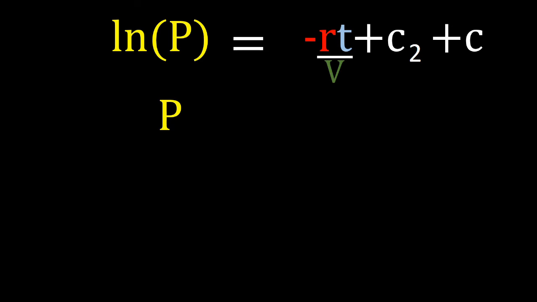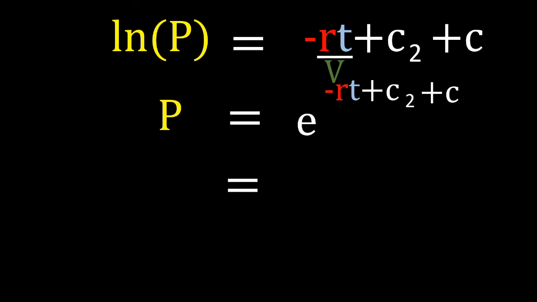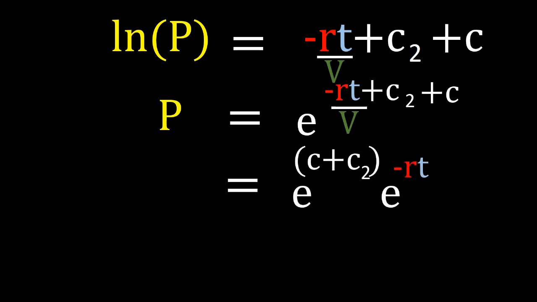That's going to be equal to e to the negative RT divided by V plus C2 plus C, and that's going to be equal to e to the C plus C2 times e to the negative RT divided by V. Combining that e to the C plus C2 into a single constant, we get P is equal to A times e to the negative RT divided by V, in which A is the initial concentration of the pollutant, R is the rate that water is leaving, T is the time that's passed, and V is the total volume of the lake, or in our case, the cup.